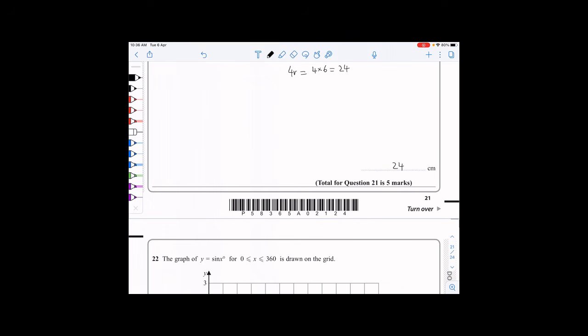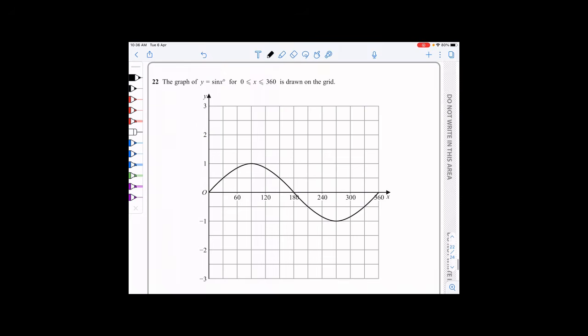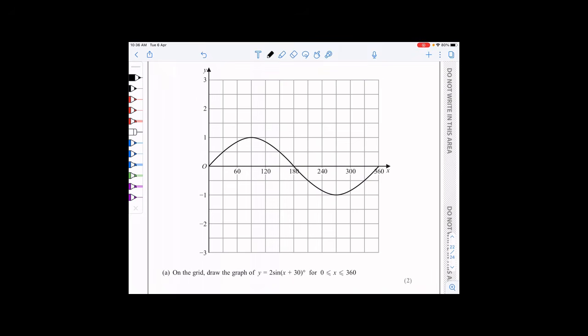In 22, it's the graph of sine x drawn here, and we need to draw the graph of 2 sine x plus 30. We've got two transformations applied here. The 2 is stretching along the vertical by a scale factor of 2, which means all the y's get multiplied by 2. And the plus 30 means we've got a translation 30 degrees to the left.